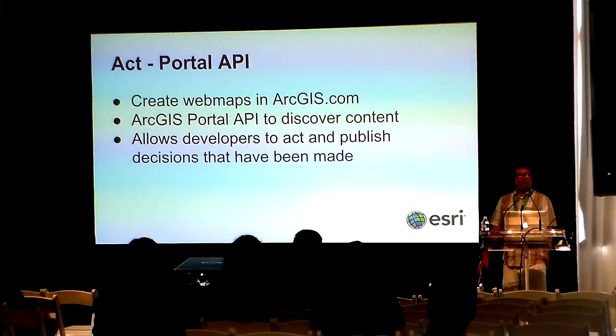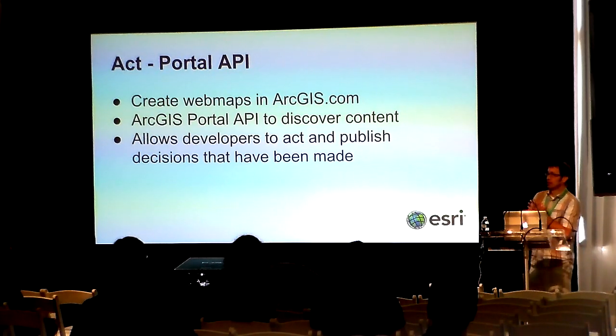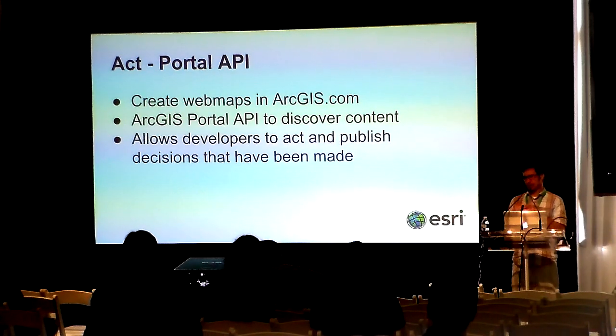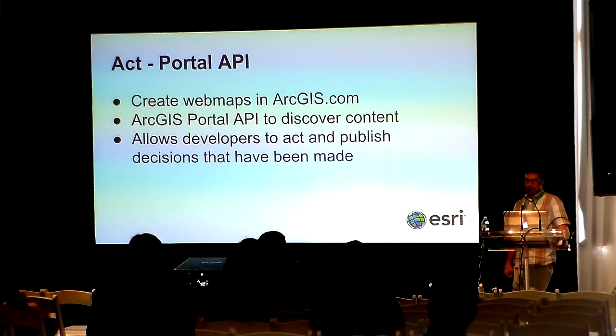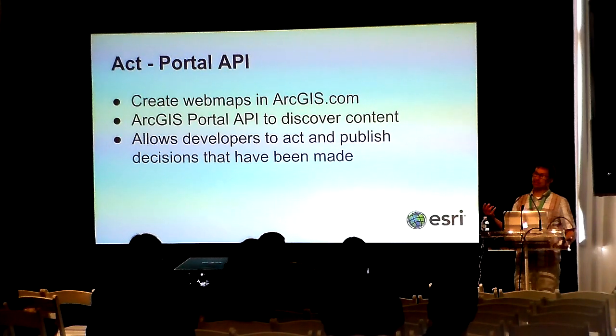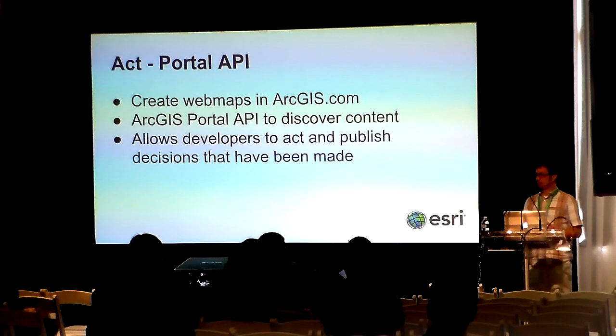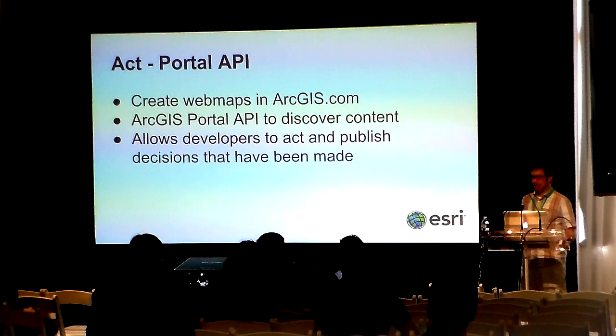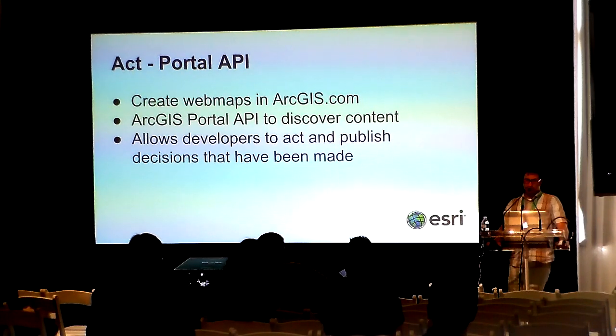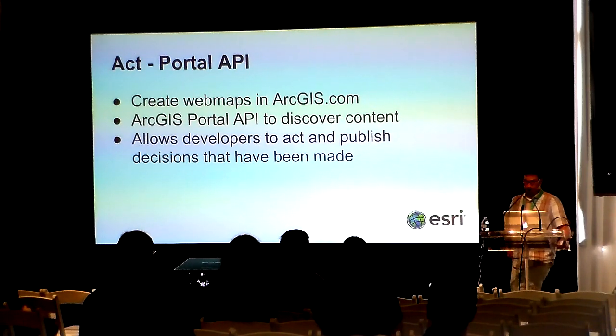And going back to acting on it, as I described earlier, we have these services-based approaches where you can create pre-made web maps. And then on those web maps, you can host them in some service. So we have an API that allows you to discover that content and publish that content and then bring it into your Android app. This is a way of using service-based content that allows you to create and discover within the API.